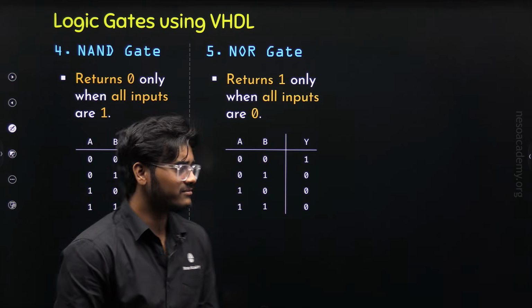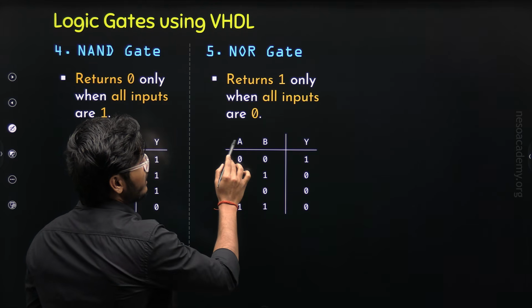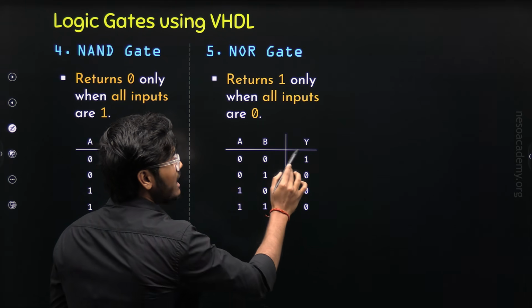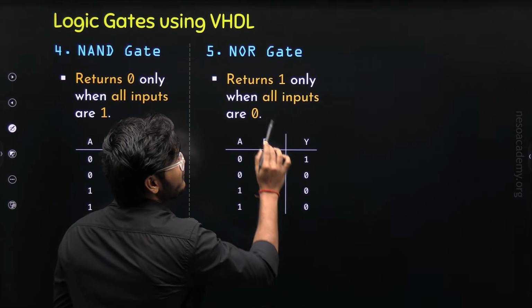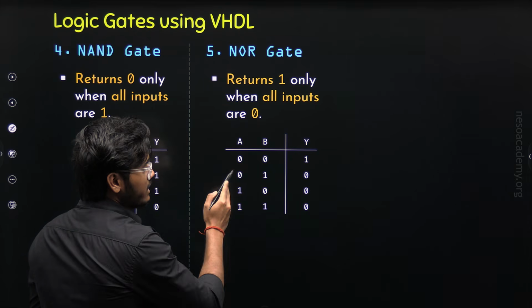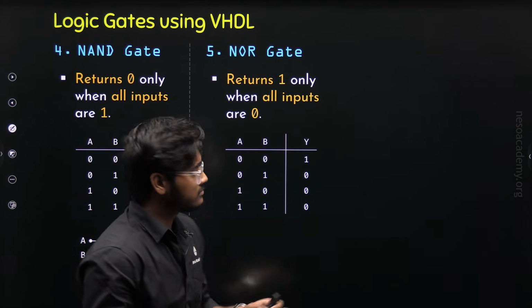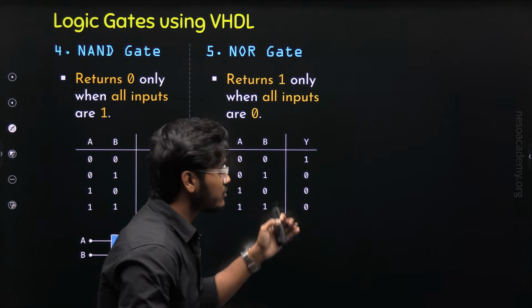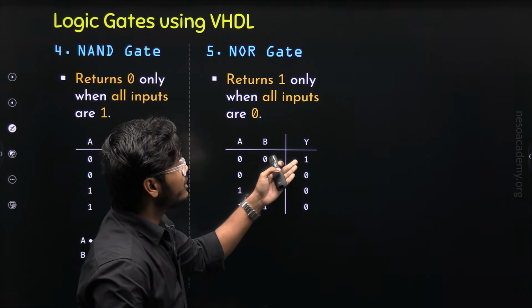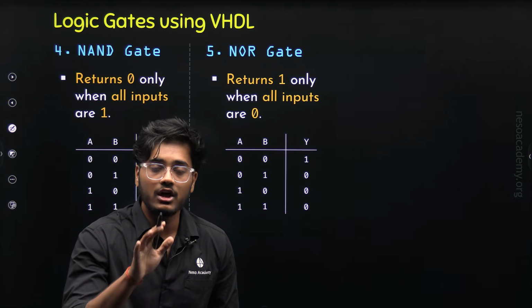Now, let's see the truth table. Here, we have 4 input combinations. Look at the first input combination, when A is 0 and B is 0. Here both inputs are 0. That's why the output is 1. And as per the definition, NOR gate returns 1 when all inputs are 0. For other input combinations, outputs are 0. So, here outputs are 1, 0, 0, 0. And in the case of the OR gate, the outputs were 0, 1, 1, 1. So, NOR gate is the inverse of the OR gate.